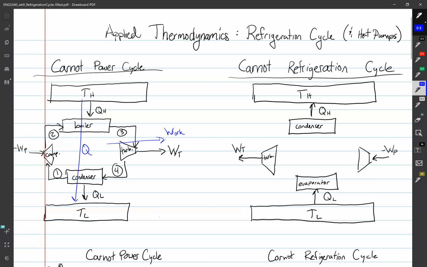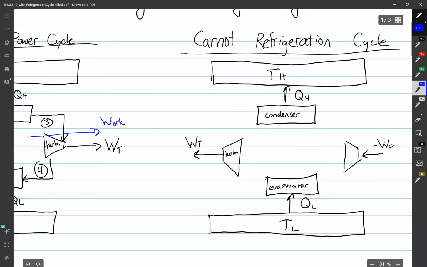So how do we do that? Well, in the Carnot refrigeration cycle, we do it by flipping a switch and reversing all of our streams and reversing the function of all of our individual pieces of equipment, while still keeping the high temp and low temp the same. So you can see here, instead of going clockwise around the circle, we're going to flip the function of all of our devices and we're going to go counterclockwise around the circle.